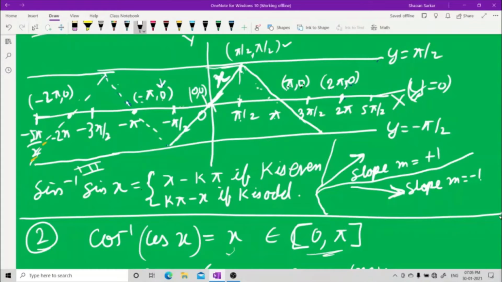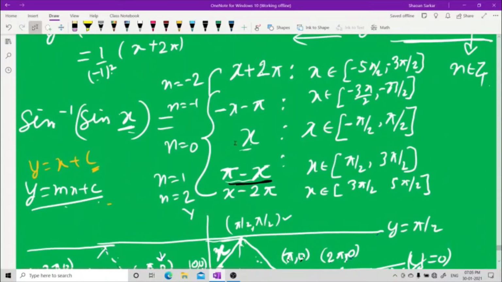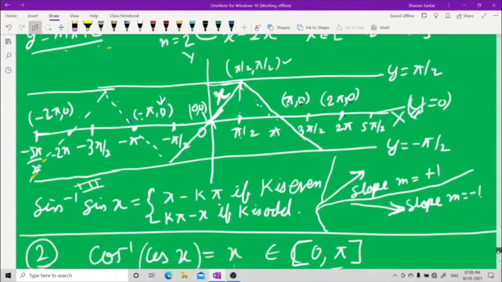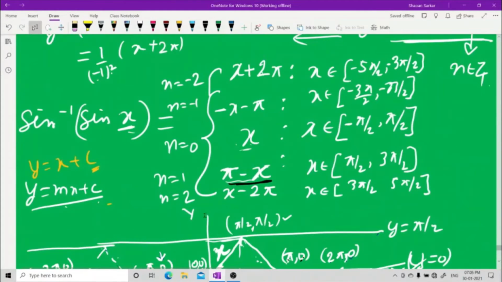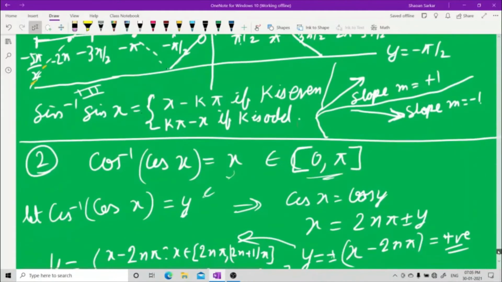See, suppose k is 0. 0 is even. Come to this graph. As 0 is even, you will get x. Now if you take k equal to 1, you get x minus pi. Let me write n instead of k, because we have used n on the top. So n pi, n even, n odd.